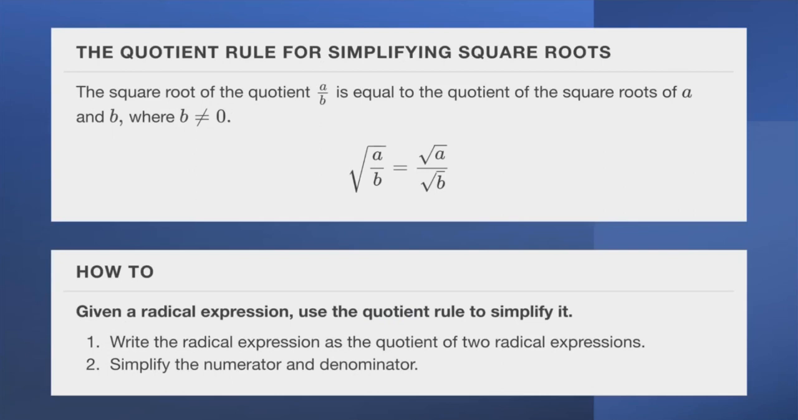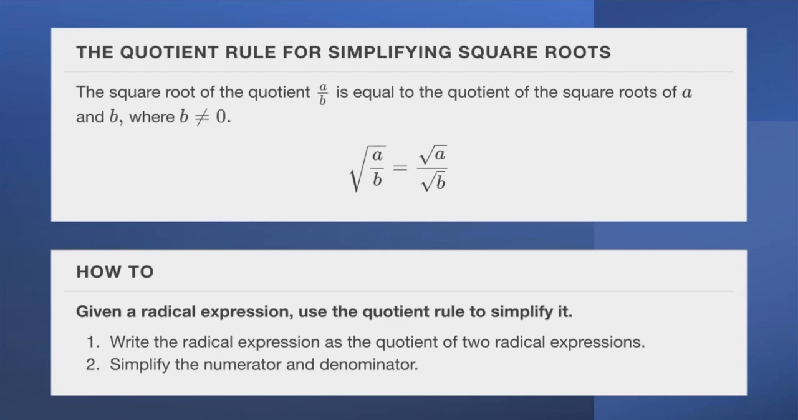So then we have the quotient rule for simplifying square roots. It says the square root of a quotient A over B is equal to the quotient of the square roots of A and B, where B is not 0, right? Just like the square root of a product became the product of the square roots, here it's the same concept. It's just that instead of multiplication, it's division. So when we have the square root of a quotient, it can be rewritten as the quotient of the square roots. So we can break it apart.